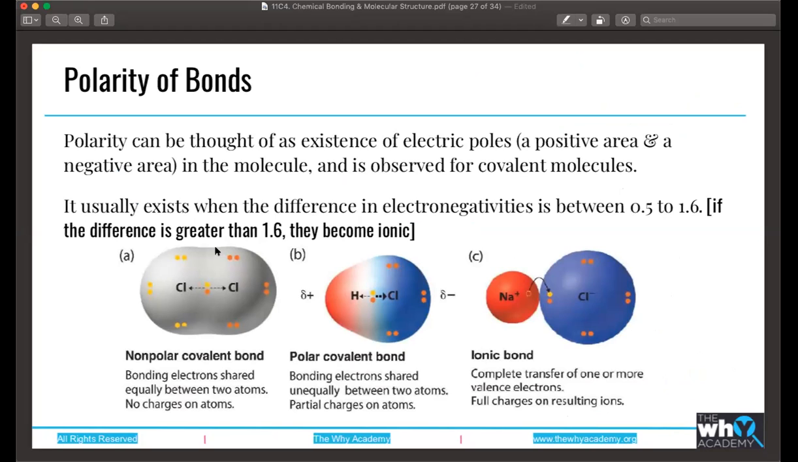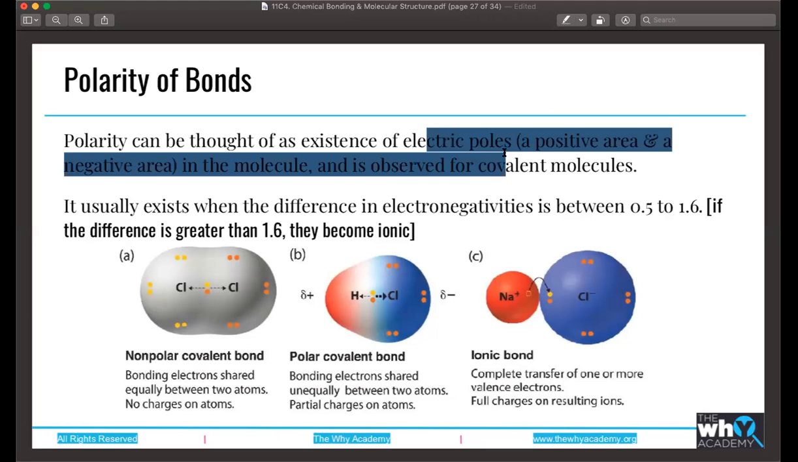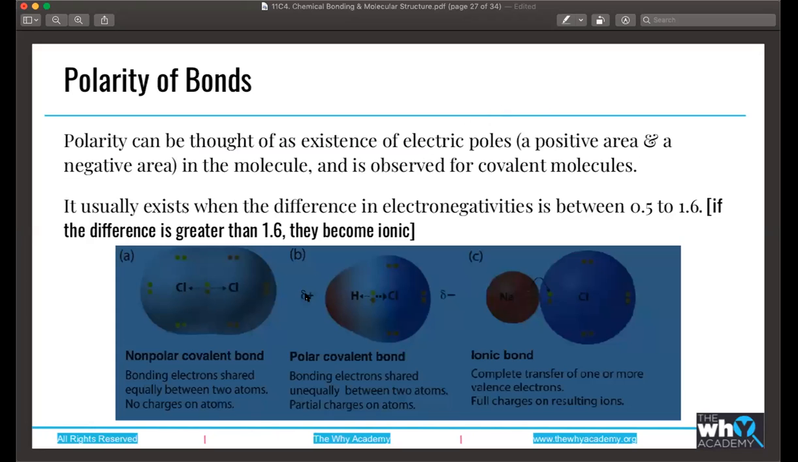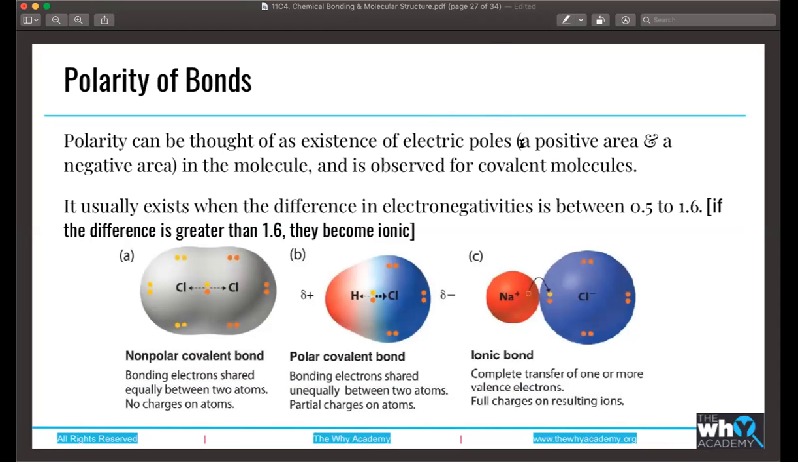So this is basically a visual. You can see how the electron cloud is shared between the atoms. This gives a better explanation. Polarity can be thought of as the existence of electric poles. Like your north pole and south pole in a magnet are magnetic poles, in this case, because you're dealing with charge separation, you can think of it as electric poles, a positive area and a negative area within the molecule itself. And it is observed for covalent molecules.